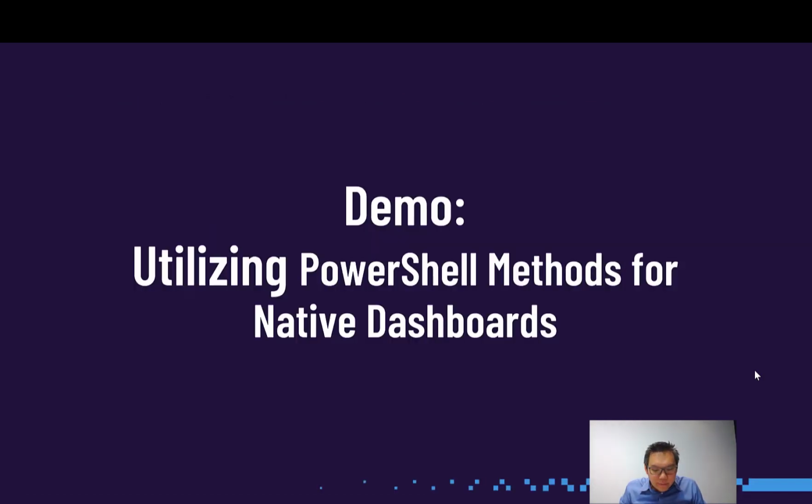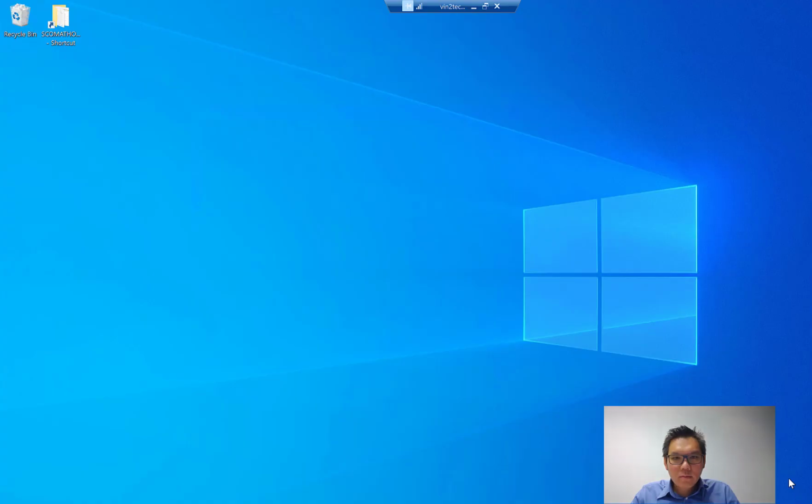In this section, I will demonstrate how to use the PowerShell methods that we covered in the previous slides to extract configuration information of native dashboard widgets created in a SCOM environment. Now, I will demonstrate how to use the GetComponent PowerShell methods to query configuration information from native dashboard layouts and widgets created in my SCOM environment.